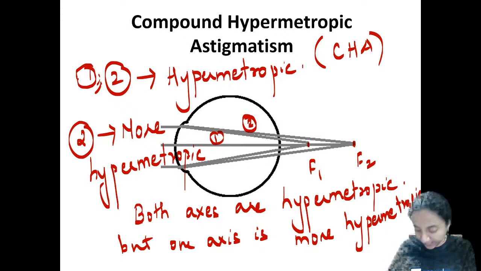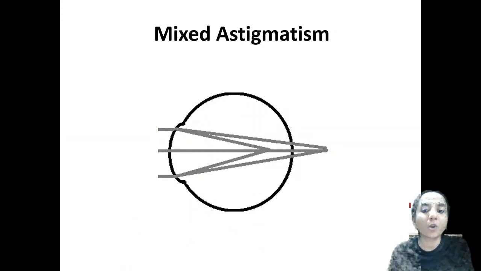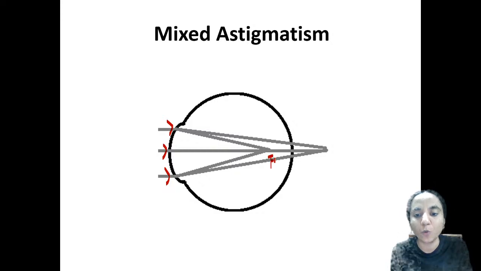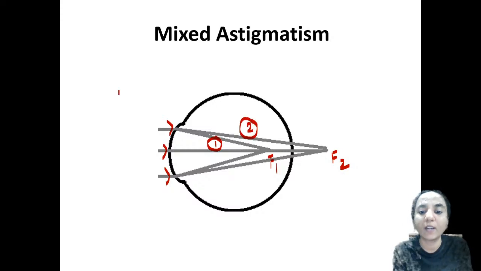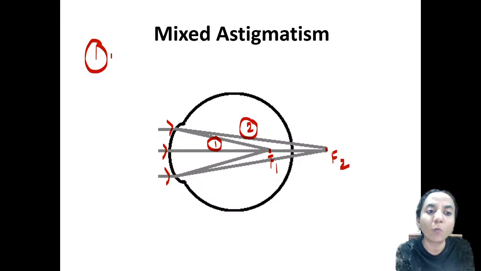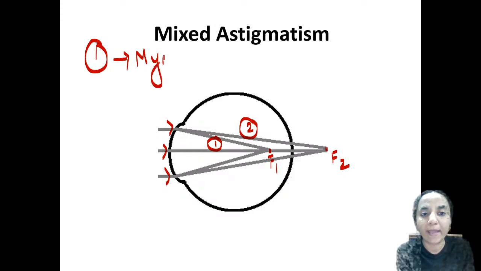The last variety that I will be talking about today is called mixed astigmatism. Now this is slightly complex. Look here, the rays of light came in as a single bundle, but then they split. You have F1 here and F2 here. If I name this axis 1 and this axis 2, F1 is meeting in front of the retina and F2 is behind the retina. So axis 1 is myopic, whereas axis 2 is hypermetropic.